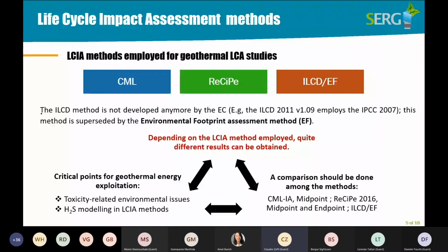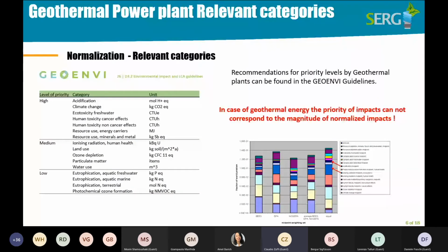In order to make a comparison that makes sense, you must identify categories that are common or similar. Moreover, depending on the method used, one or more sets of normalization and weighting correspond, which do not always give emphasis to the environmental damage relevant to a geothermal plant. For this reason, the GEOENVI project proposed the most damaging impacts to be taken into account for geothermal plants, and then classified the impact categories on 3 levels of priority.